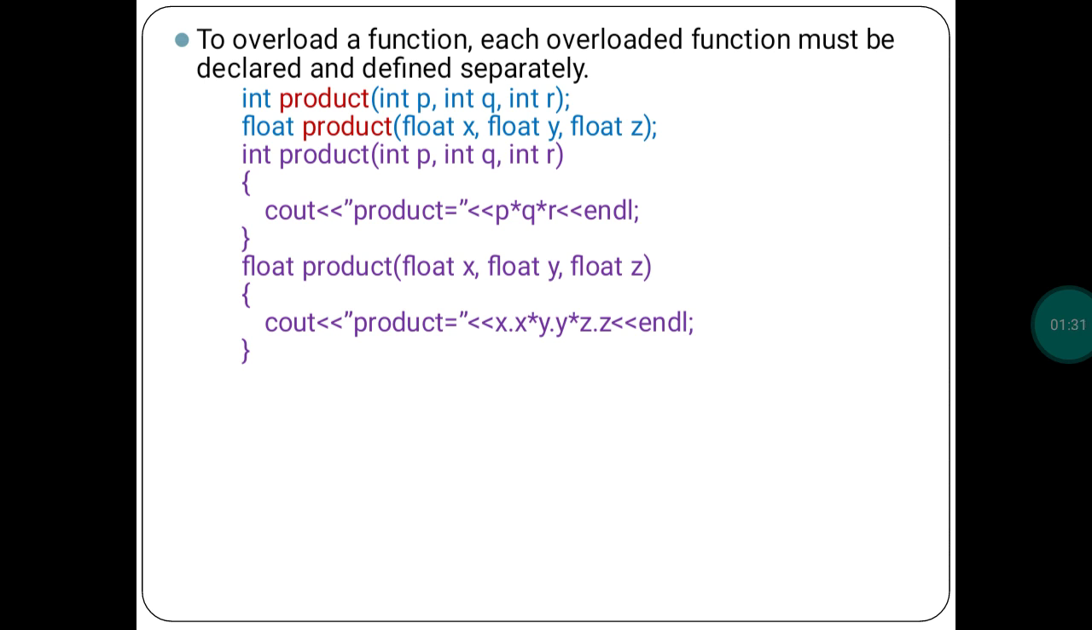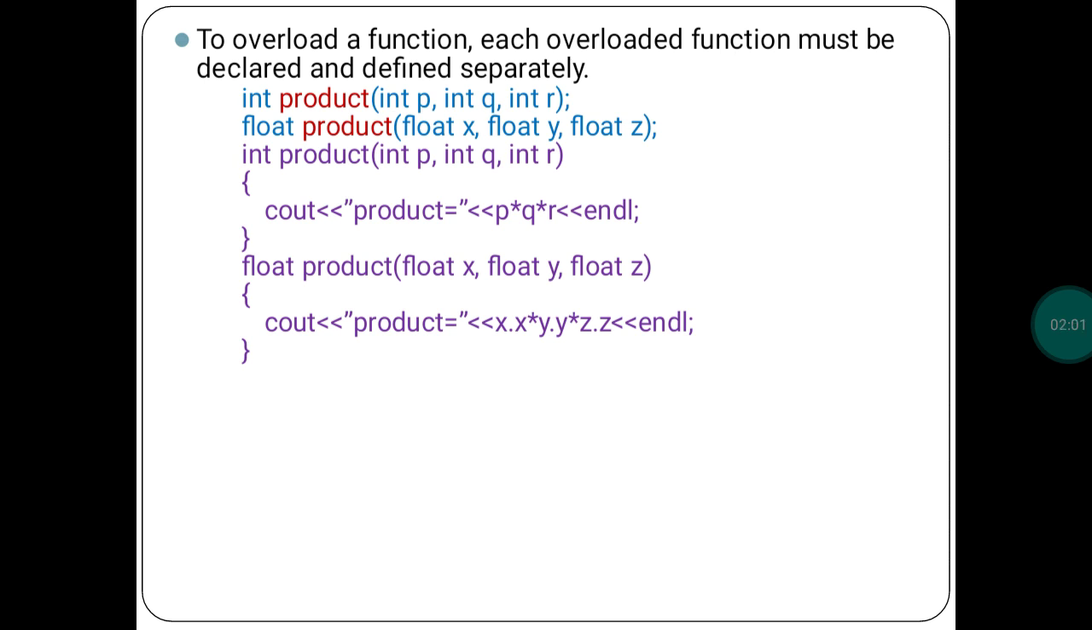Yes, we can call it function overloaded because both the functions have the same name but differ in the type of arguments. The number of arguments is the same. The first function has three arguments and the second function also has three arguments. The first has int type arguments and the second has float type arguments. So the number of arguments is the same but the type of arguments is different. So you can call it function overloaded.